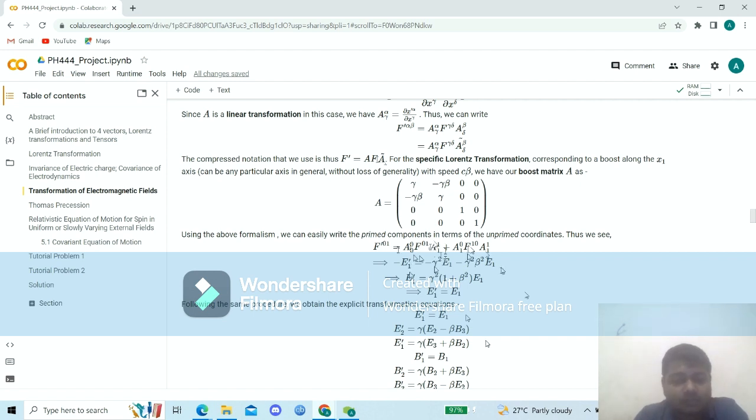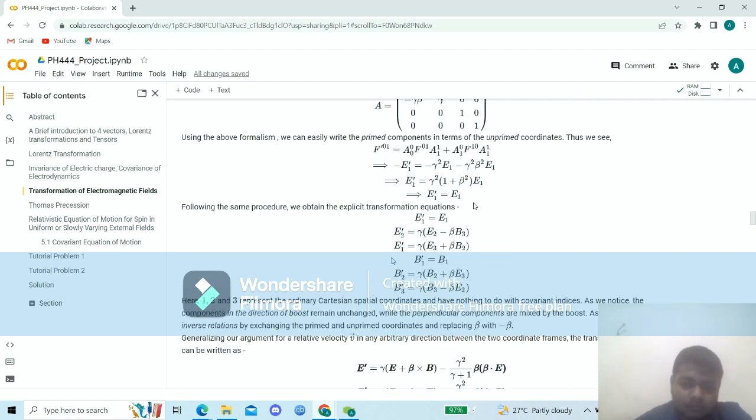So this is one of the components that we have worked out from Jackson, and using the similar boost matrix and the result that we have already obtained for presenting F prime of alpha beta in terms of the unprimed field tensor, we can obtain the explicit transformation equations for all of the components of the electric and magnetic fields. So we get the following equations. E1 prime equal to E1, which we have worked out. We can work out E2 prime to get gamma into E2 minus beta B3, and E3 prime is basically gamma into E3 plus beta into B2.